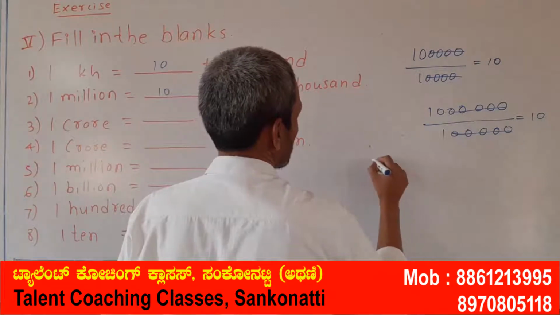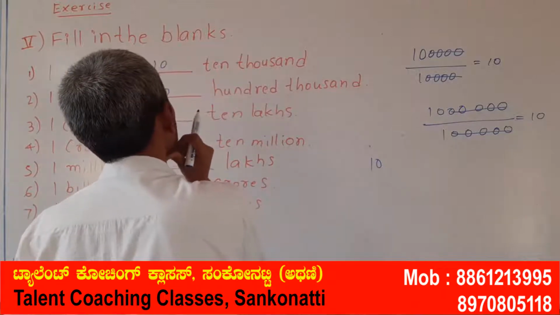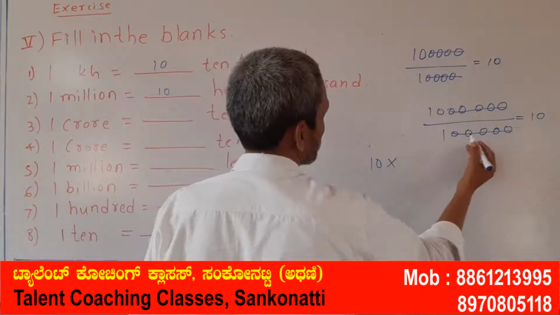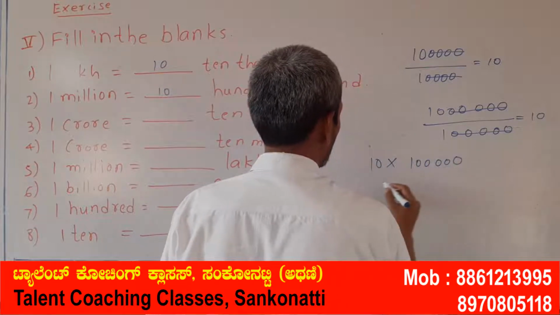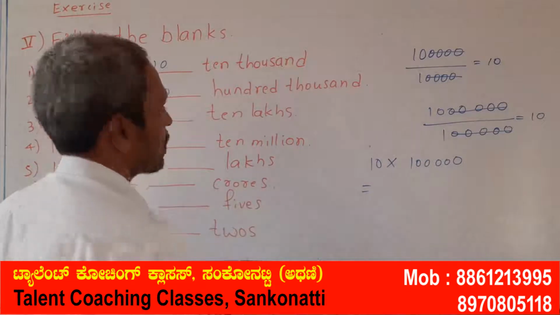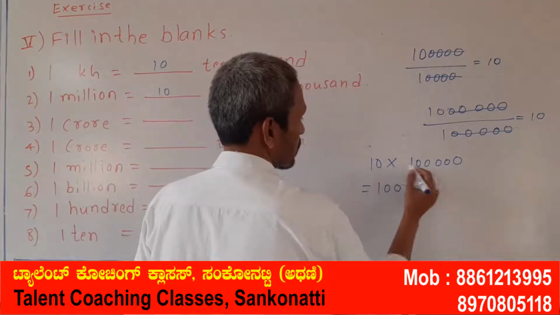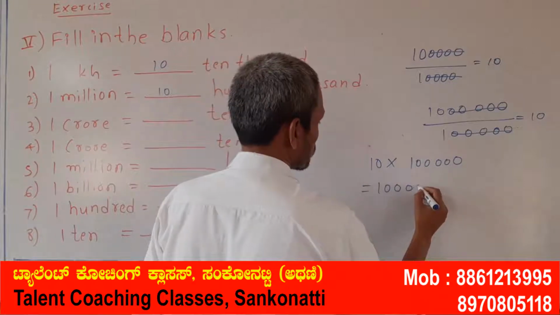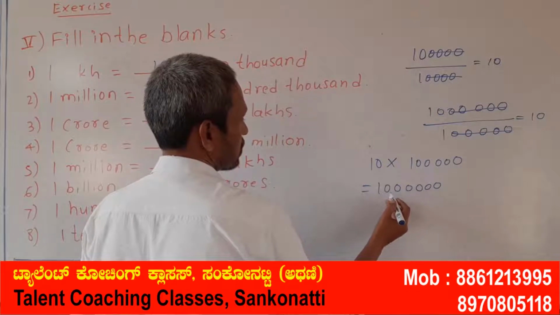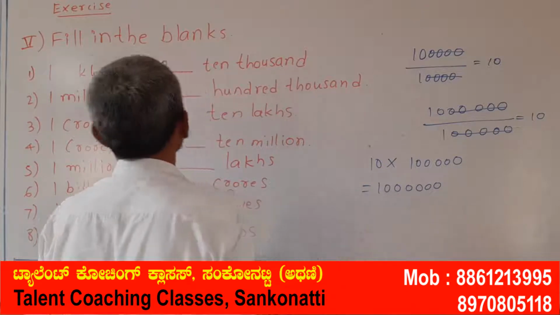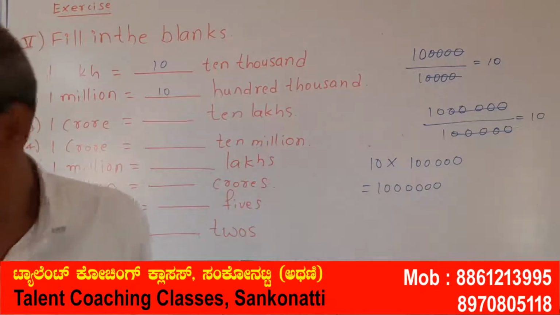Because you can check here, 10 into 100,000. If we multiply, we should get this one, 1 million. 1 into 1, 1, and these 6 zeros. This is unit, 10, 100, 1000, 10,000, 100,000, million. We got this one. That means what we got is the right answer.